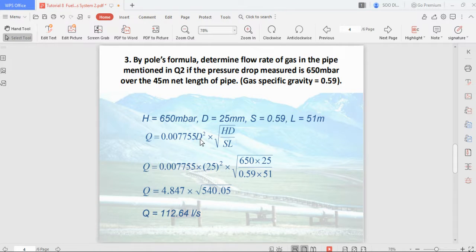D, which is 25 mm, goes into here and here. H, S, and L, so you have all your factors. All the factors are known. Then it's a simple calculation of finding out what the flow rate is. So in this case, you'll get 112.64 liter per second.